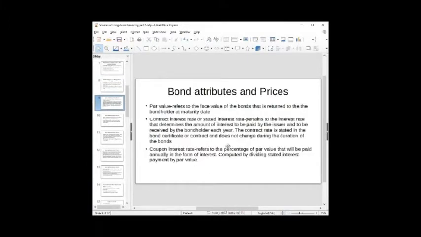So what are the bond attributes and prices? Of course, the par value, and that is the face value of the bond. The contract interest that must be stated in the certificate of bonds or in the contract. And the coupon interest rate is also clearly stated, and sometimes the company provides that coupon, so there's no additional documentation in claiming the interest by the bondholders, no? Just present the coupon interest, and then they can get the interest that is due with them.